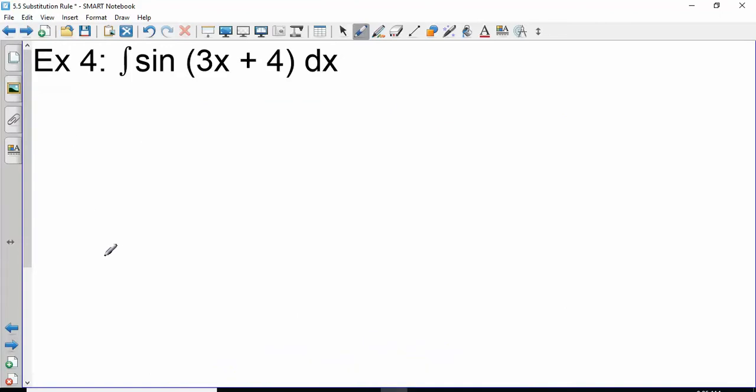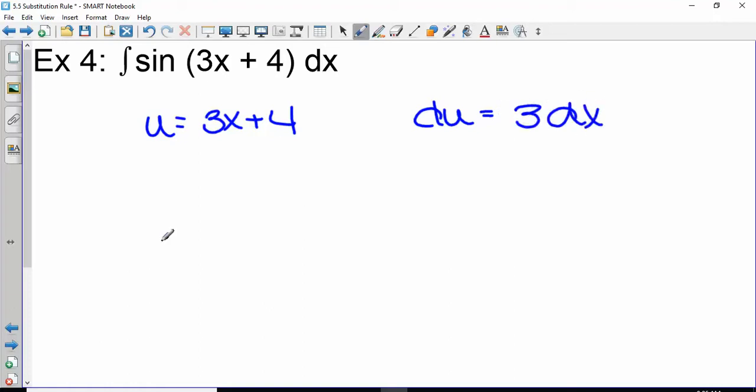Alright. This problem is one that we have done before without doing substitution, and that's still okay. Just because I'm teaching substitution doesn't mean you have to do it that way if we already have another option. But I will go ahead and use substitution just to show you how that might work. So what would we let our u be here? 3x plus 4. So what is du? 3 dx.